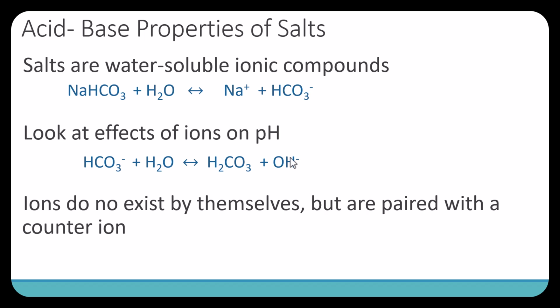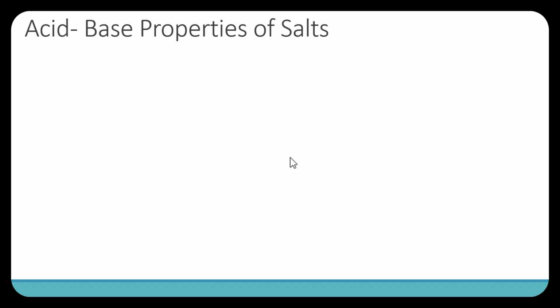So how did I know that sodium was a spectator ion? How did I know that bicarbonate was going to affect the pH? The next thing we're going to talk about is kind of a list of rules to help us determine if something is going to affect the pH or not. So the first skill we need to get before we start applying this to different scenarios is how do we determine if it affects the pH? So here's a list of rules that's going to help us.